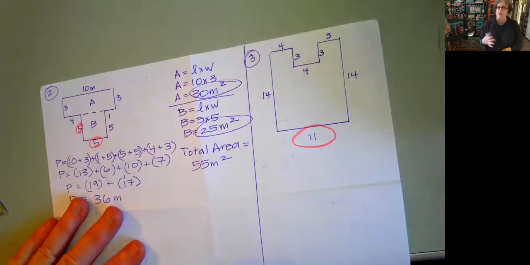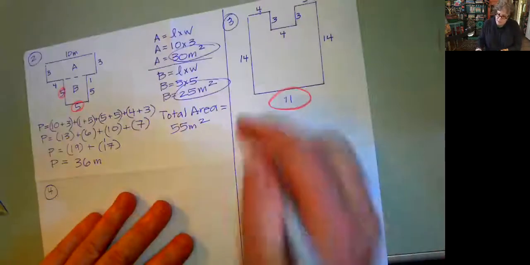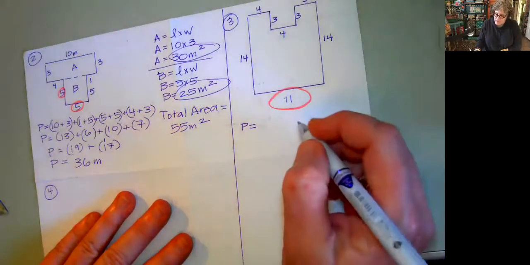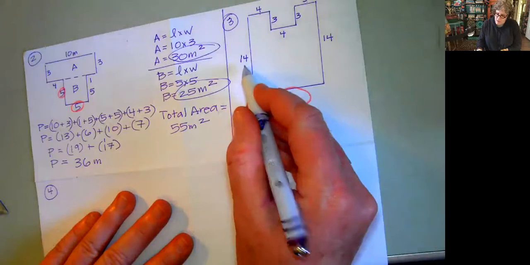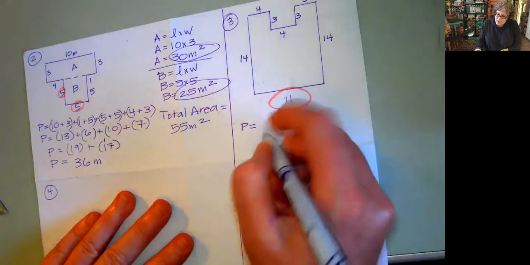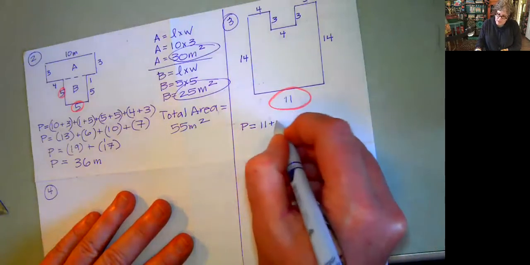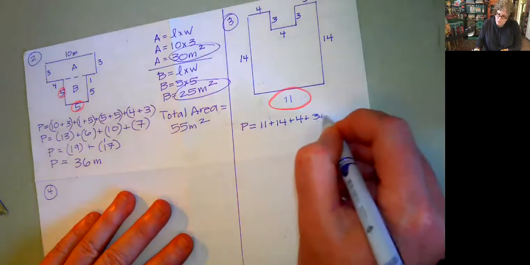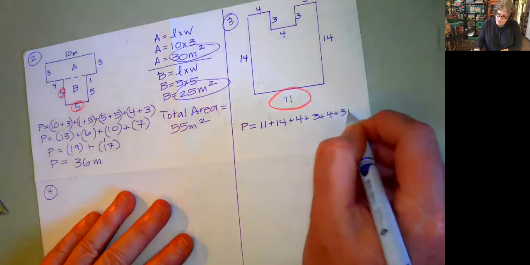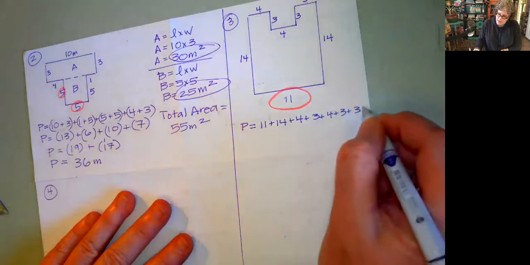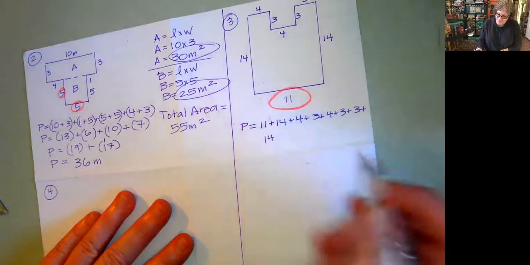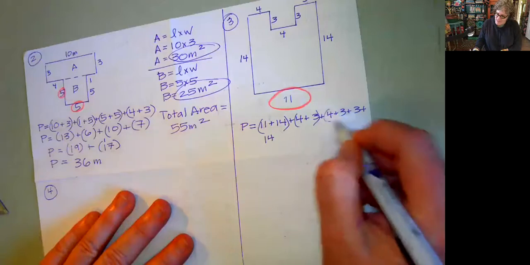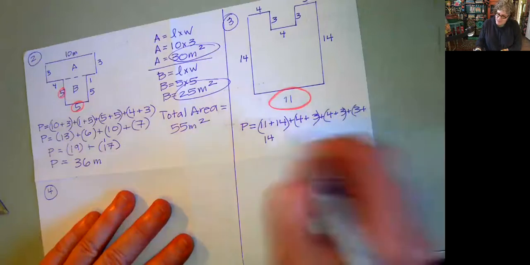Now I have all of my measurements, so I can find the perimeter. Perimeter equals side plus side plus side plus side. I'm going to start with 11, and then I will go to 14, and then I will add 4 and 3 and 4 and 3 and 3 and 14. Chunk, chunk, chunk, chunk.